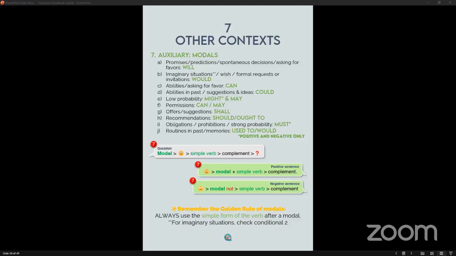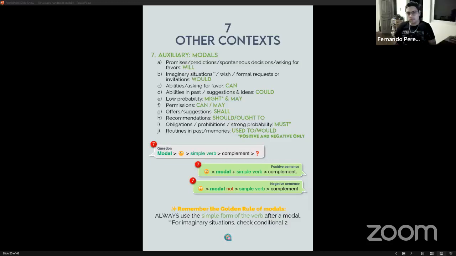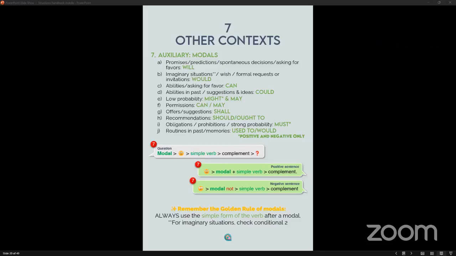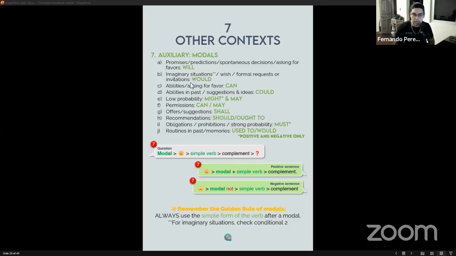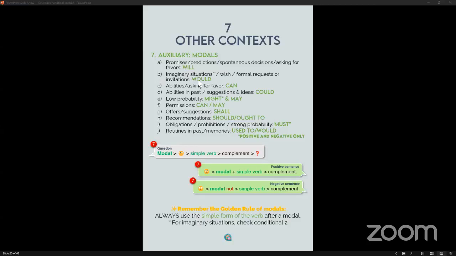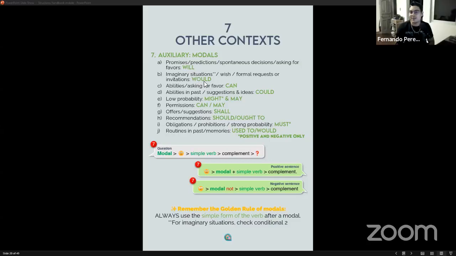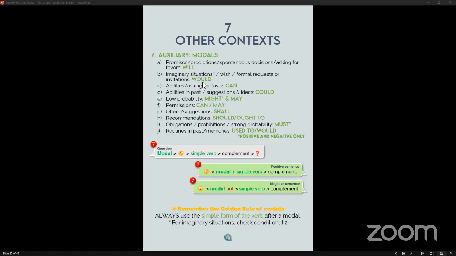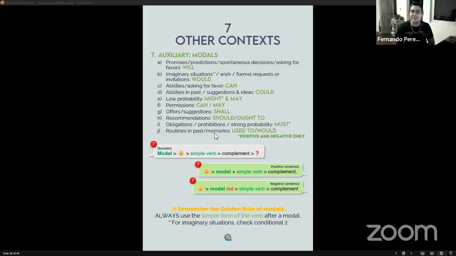And can we have mistakes with would in past and would? We can use would for a future. No. I mean, yes. Look at letter B. Would is over here. But if you say, when I was younger, automatically I think of memories.